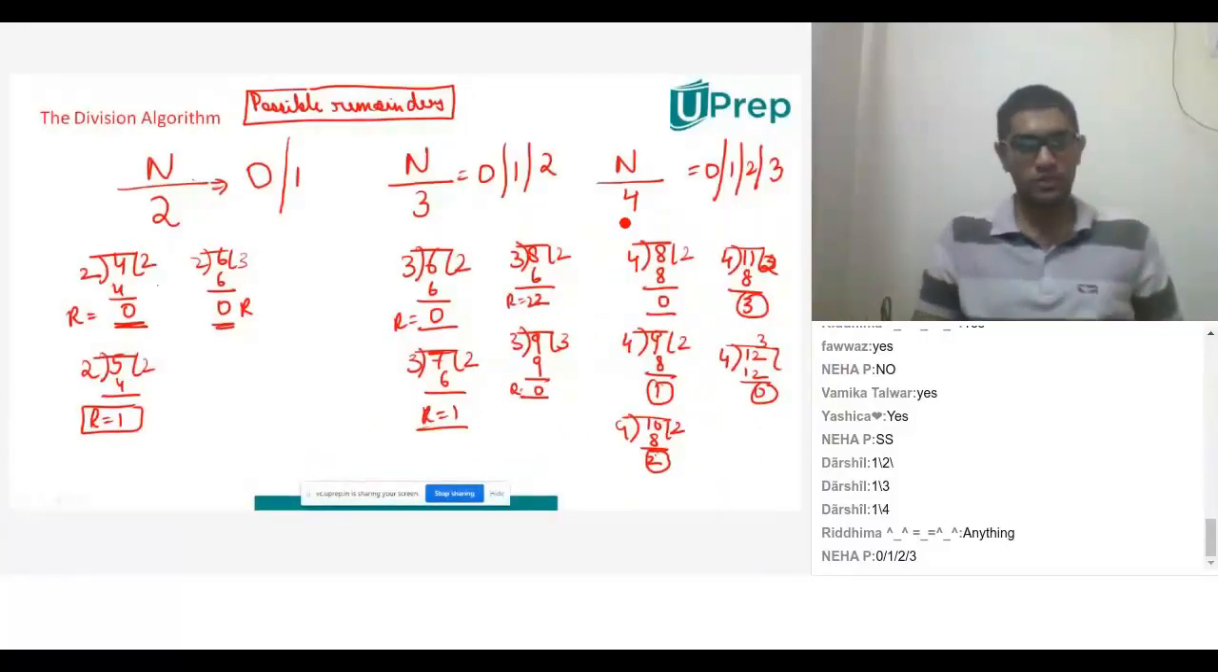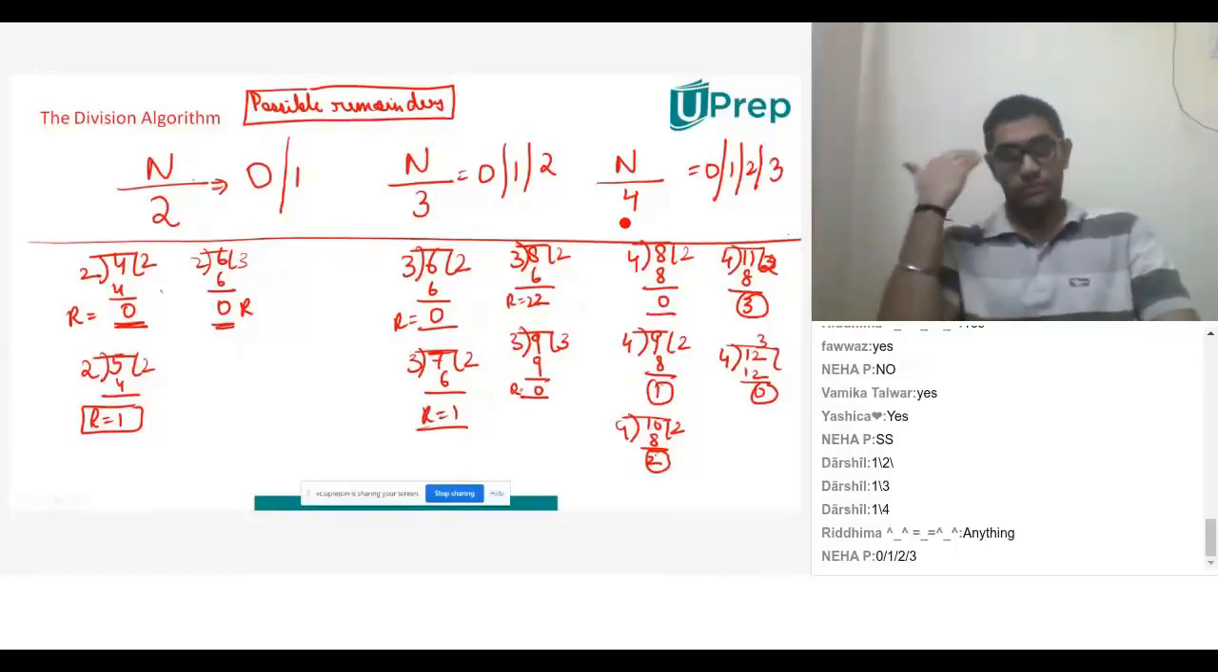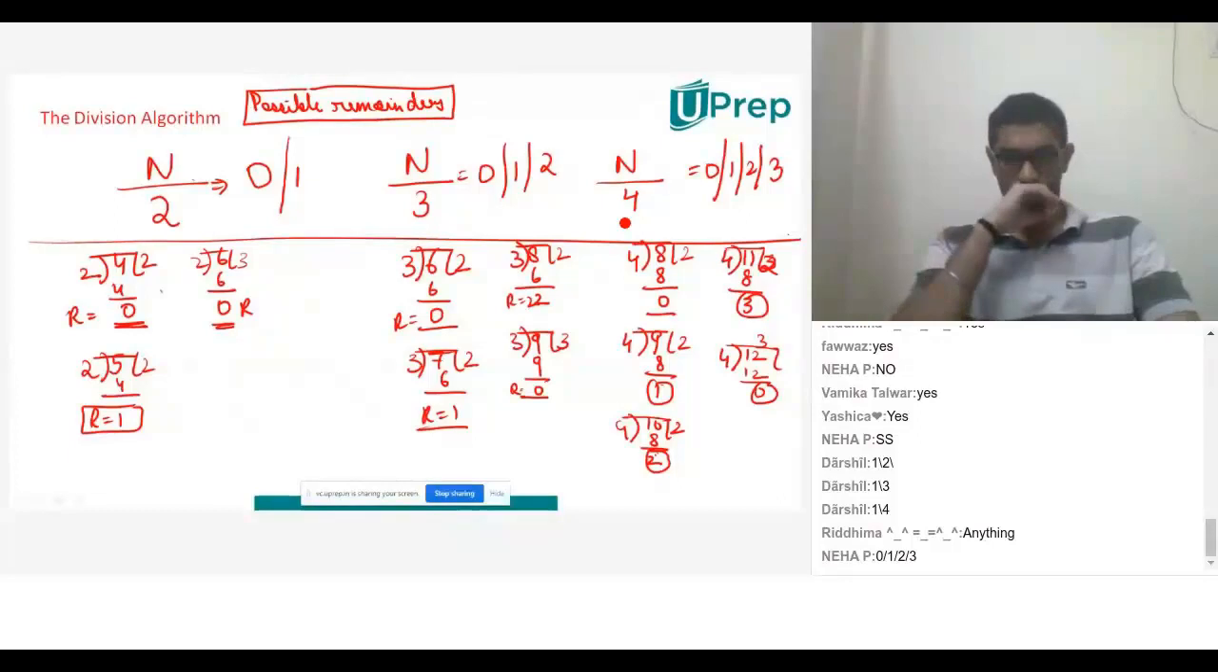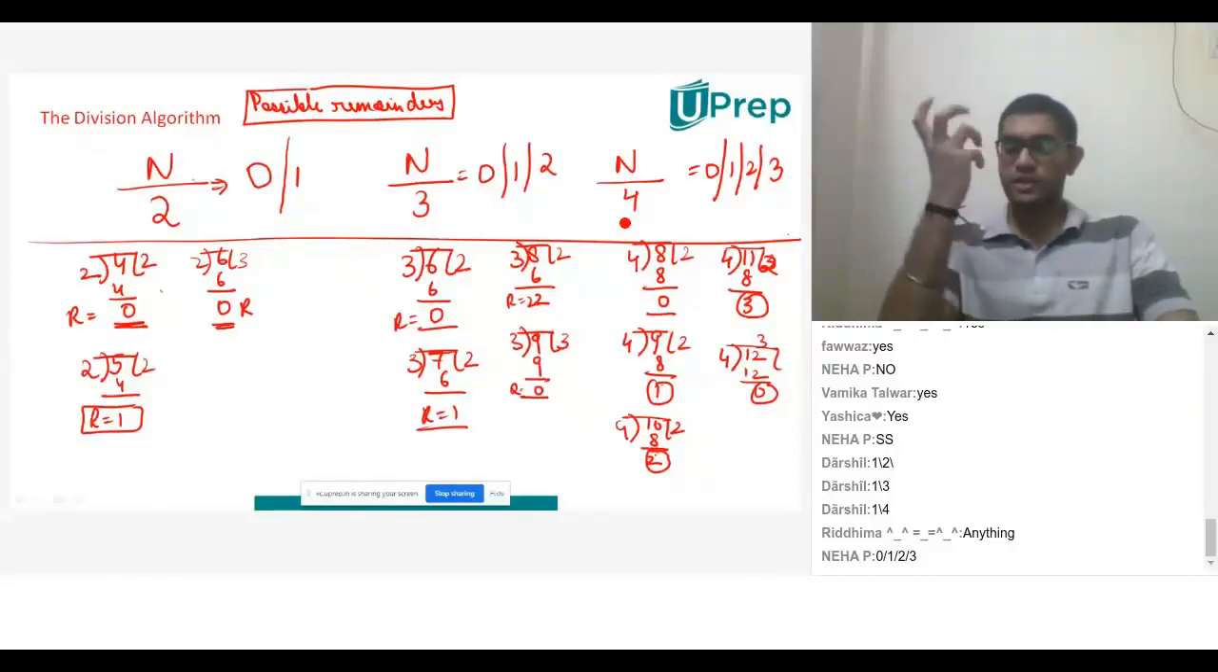Sir, I observed that when the numbers are getting higher, like 2, 3, 4, the number of remainders is increasing, like 0, 1, 2, 3. Good, good. I wanted to look at it from another angle.